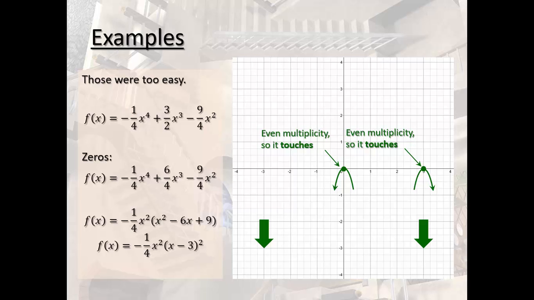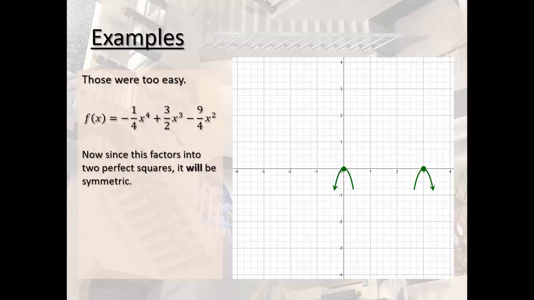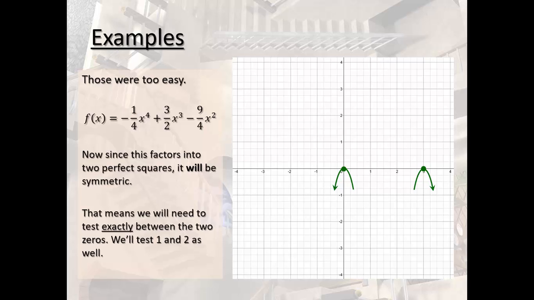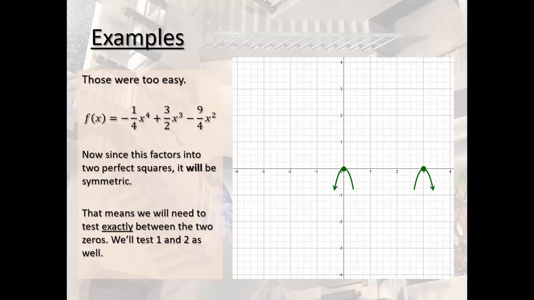Now the only thing that we have left to do is figure out what it's doing in between those two peaks. So we'll test a few points. This one actually is symmetric. It factors into two perfect squares, and for that reason it will be symmetric. So let's try a few points in between. 1 and 2. Yeah, those are both good points, but I think because I know it's symmetric, it's going to be at its very bottom, halfway between. So I'm going to have to test that point right in between, 3/2.